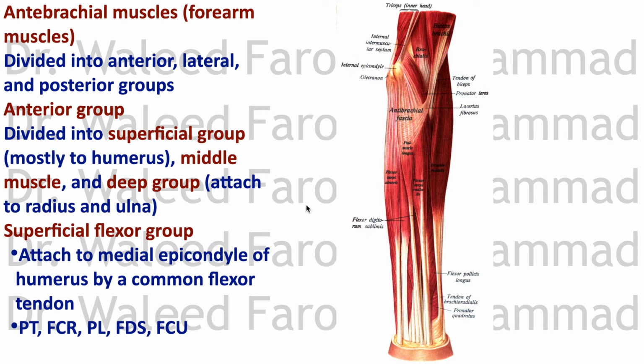They are composed of the pronator teres, the flexor carpi radialis, the palmaris longus, flexor digitorum superficialis, and flexor carpi ulnaris. If you want to learn them by heart, put the base of your left hand on the medial epicondyle of your right arm, and the thumb will represent the pronator teres. The index finger will be the flexor carpi radialis, and so forth.